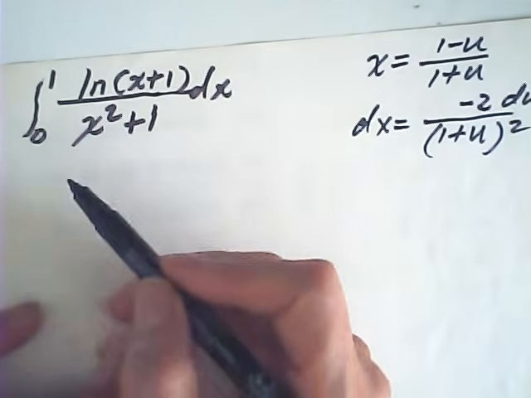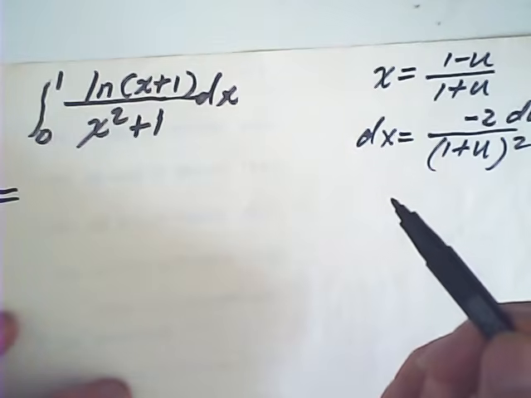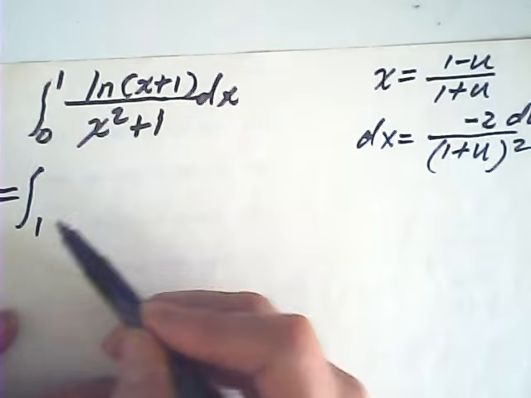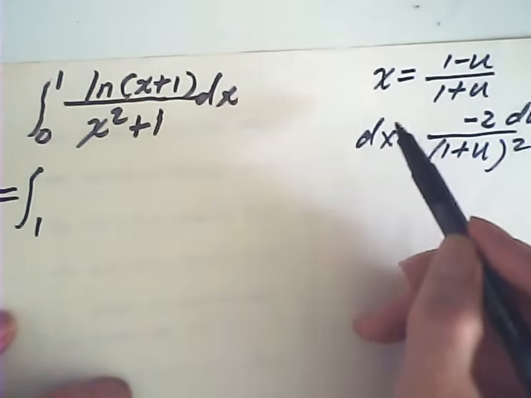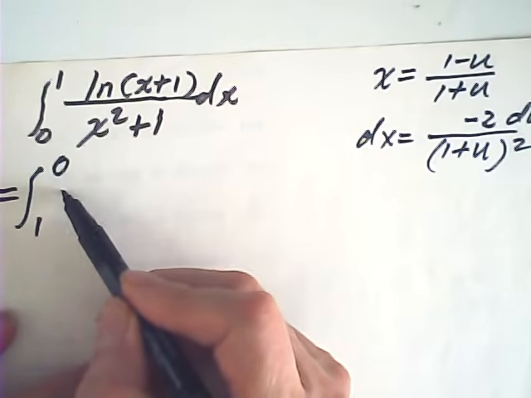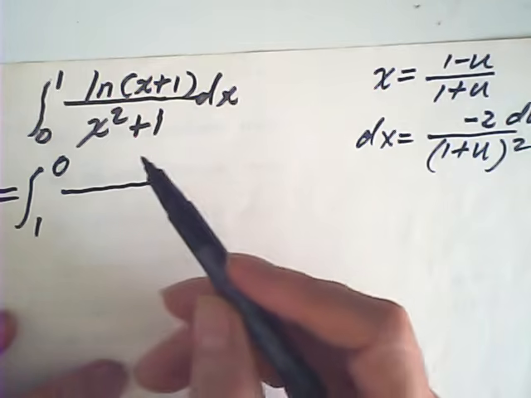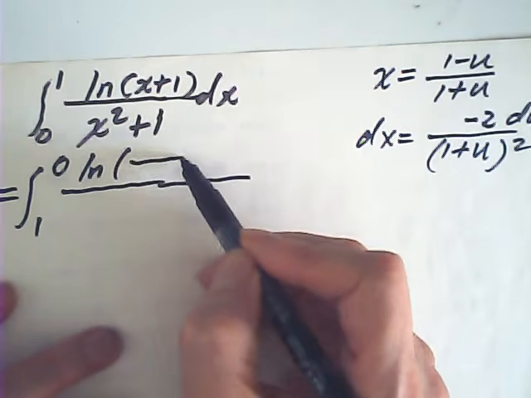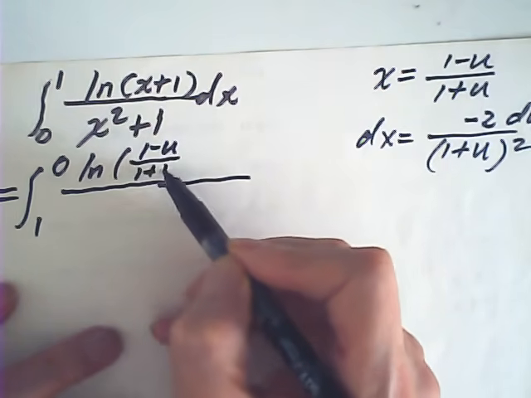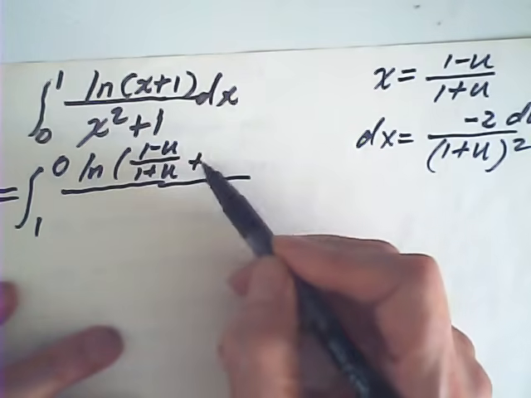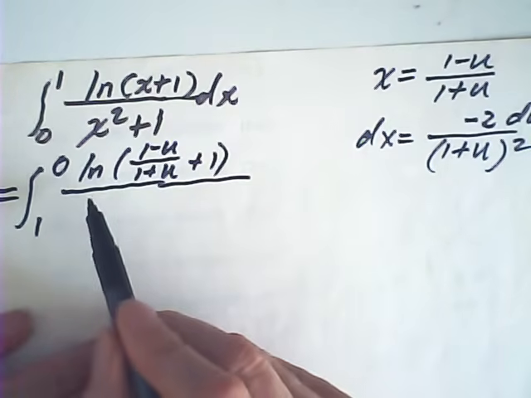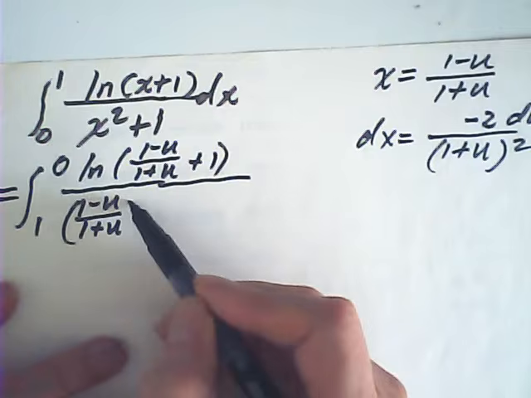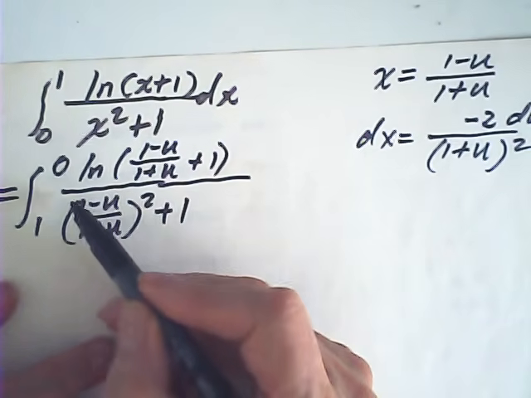Okay, good. So my integral becomes, when x equals 0, u is 1. When x equals 1, u is 0. And this would be natural log of (1 minus u over 1 plus u) plus 1, over (1 minus u over 1 plus u) squared plus 1, that is x squared plus 1, right?